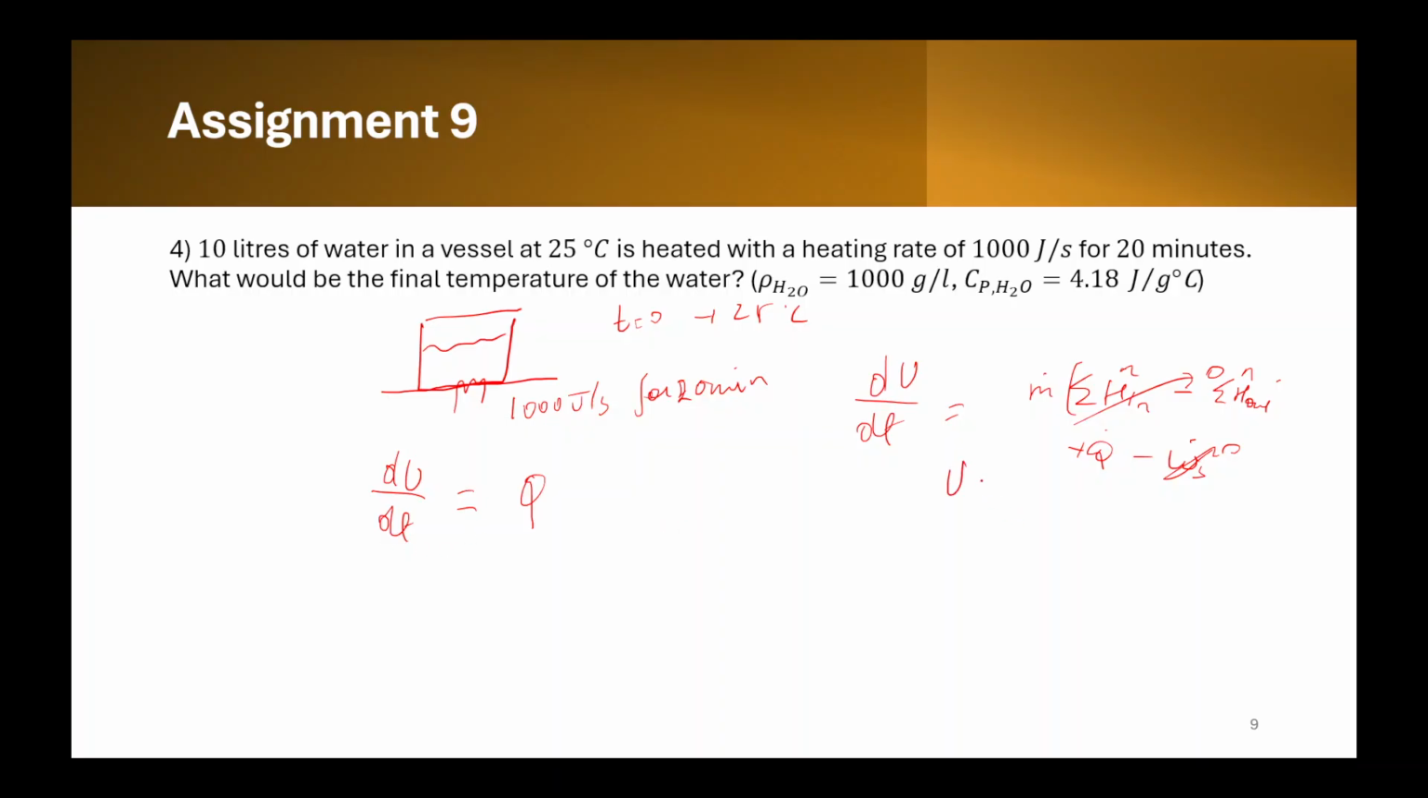And U, if you know, we can also write it as m Cv T. Cv is specifically with respect to constant volume, at constant volume. So you can write d(m Cv T) by dt, the change with respect to time, and this is again q dot. And we are given this heating rate, it is 1000 joule per second. Are we given this m?